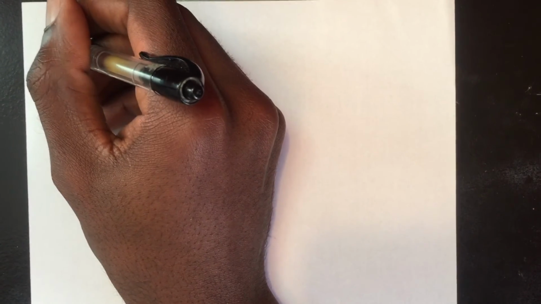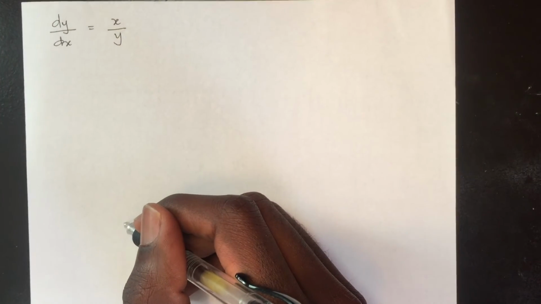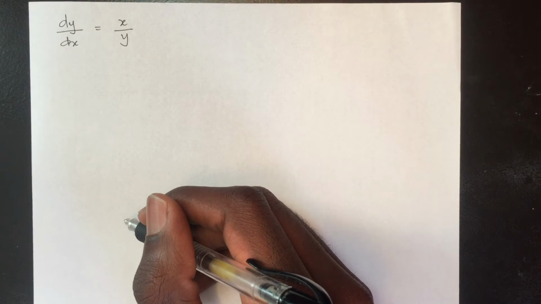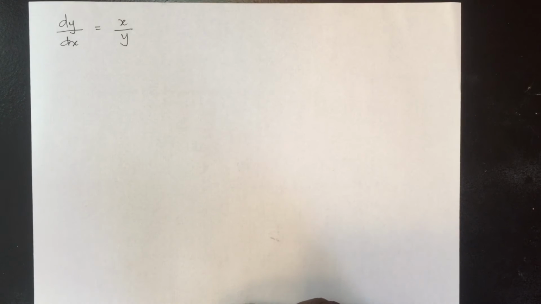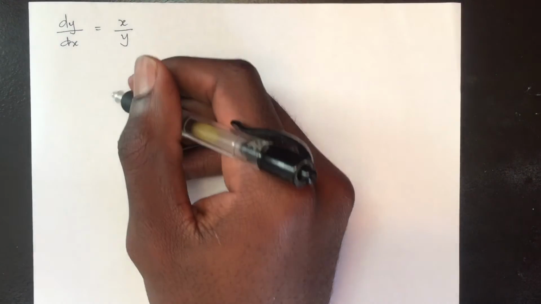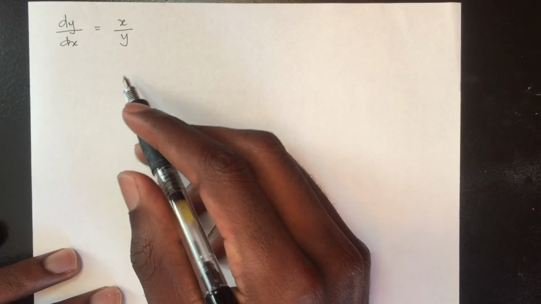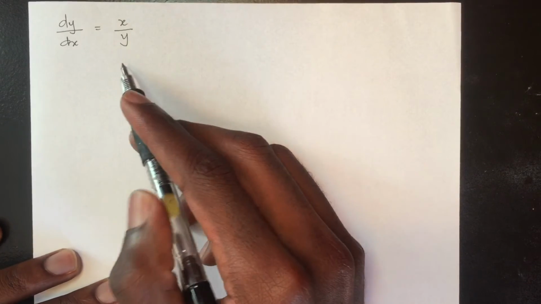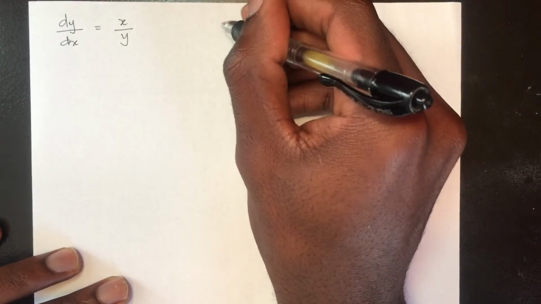Let's do another example. If we have dy dx equals x over y, in this case you might look at this and say, well, this is not implicit differentiation, and you're right. But at the same time, you're wrong, because this can be implicit differentiation as well. Looking at it, we're going to use the quotient rule.